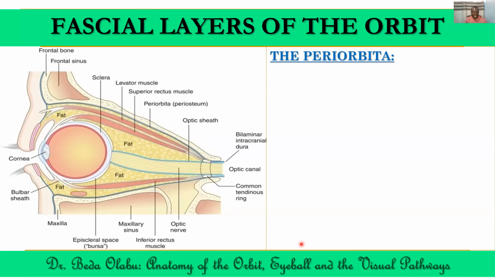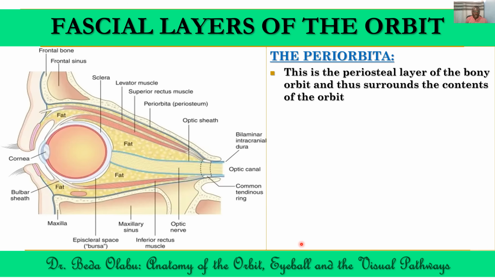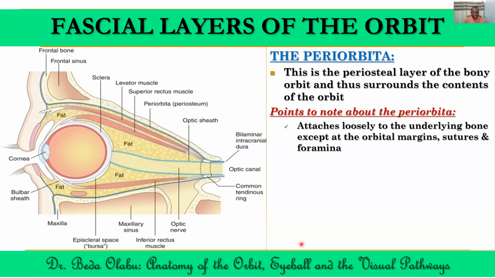Let's begin with a simple one, the periorbita. So what is periorbita? Periorbita is simply the periosteum of the bony orbit. You know, that connective tissue membrane that surrounds bone. So when you're in the orbit, there's definitely periosteum that lines the bones of the orbit. So we call that one the periorbita. It therefore surrounds all the orbital contents if you think about it. There are some points to note about the periorbita.